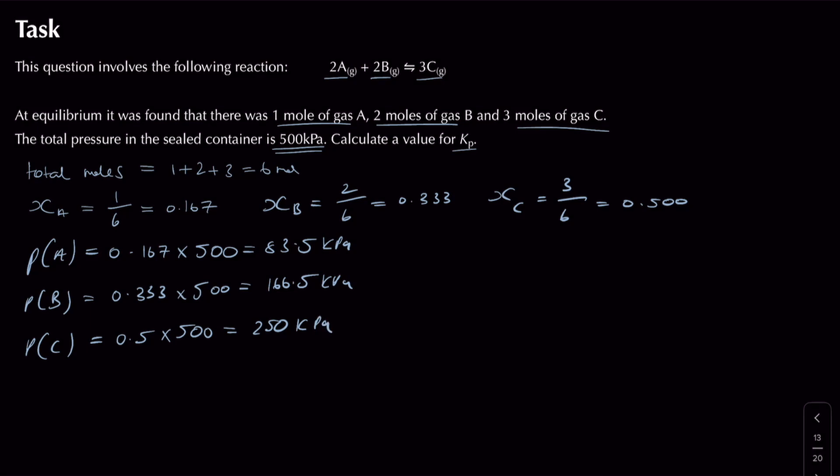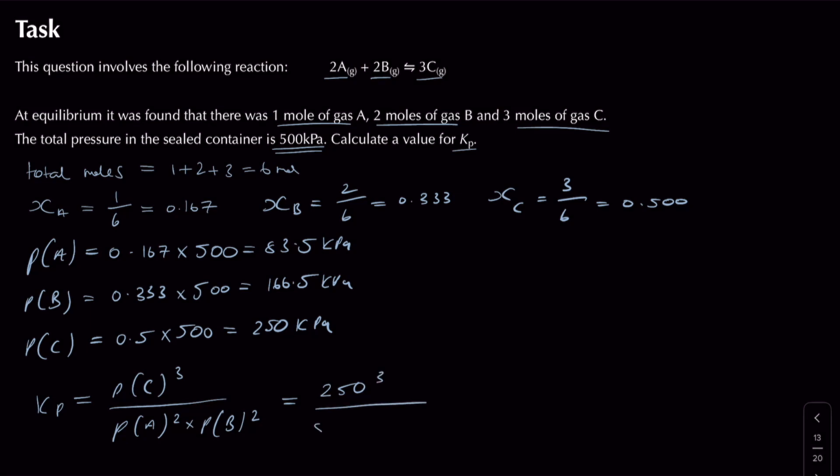Now that that's done, we've done the bulk of this, we now need to give the Kp expression, where Kp is going to be equal to the partial pressure of C to the power of 3, divided by the partial pressure of A to the power of 2 and the partial pressure of B to the power of 2 as well. So, of course, we sub in our numbers now, where we end up with 250 cubed, divided by 83.5 squared times 166.5 squared as well. So we put that in our calculator, and we end up with a value of 0.0808, 3 significant figures, and then our units in this case are going to be kilopascals to the -1 itself.